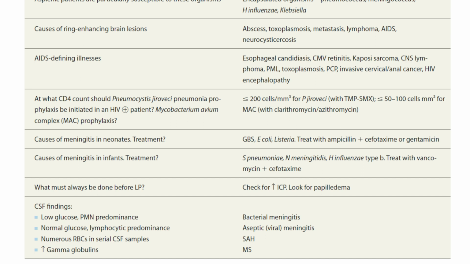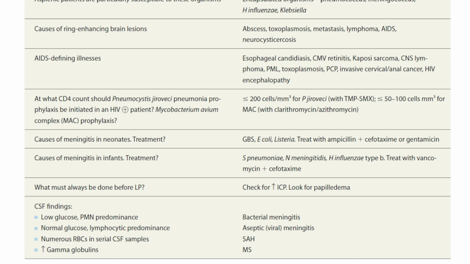Next, cerebrospinal fluid findings. What do you think when you find this in cerebrospinal fluid? If you find low glucose and polymorphonuclear predominance, you're going to think of a bacterial infection or bacterial meningitis. If you see normal glucose and lymphocytic predominance, you're going to think of aseptic viral meningitis.